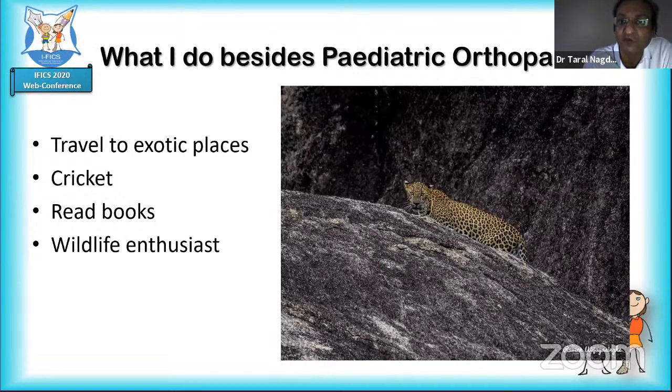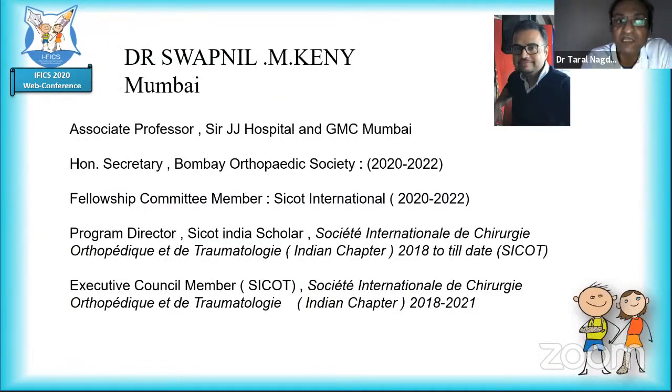What we have in common, both of us are fond of cricket. He likes to read books and he's a wildlife enthusiast. And I want to say that his wife and his son both are also excellent wildlife photographers, and I've seen some of their photos. Swapnil is the secretary of Bombay Orthopedic Society and associate professor of JJ Hospital and GMC.